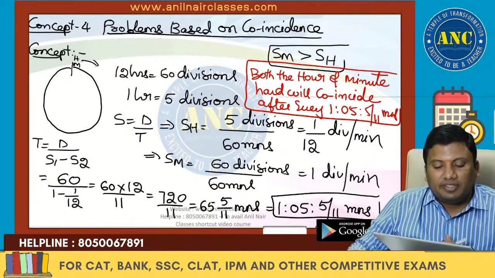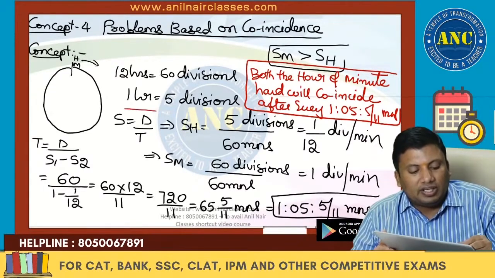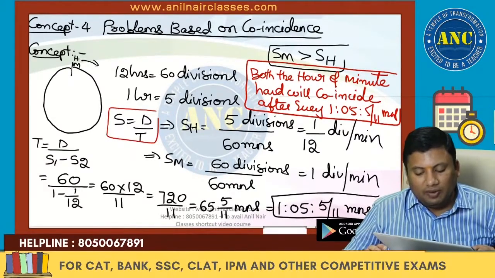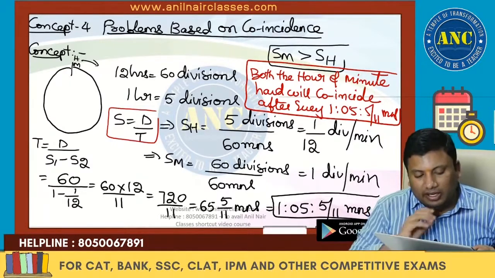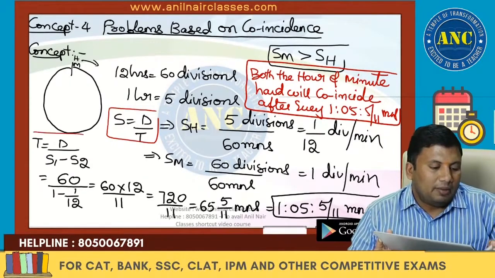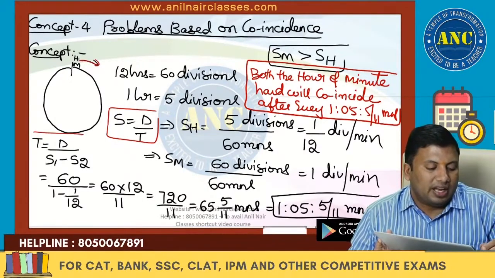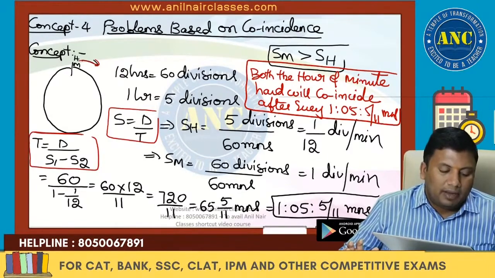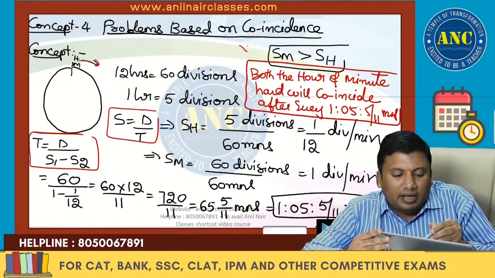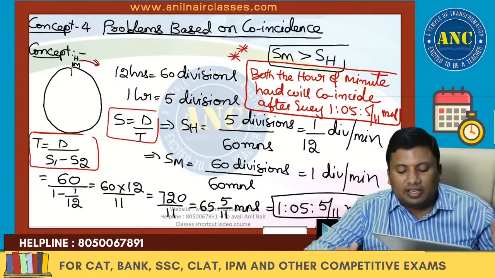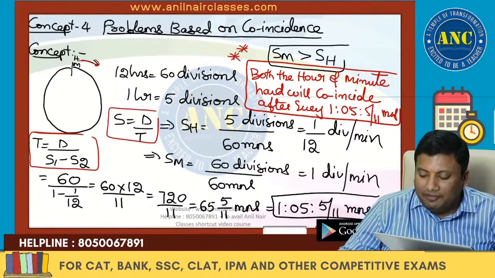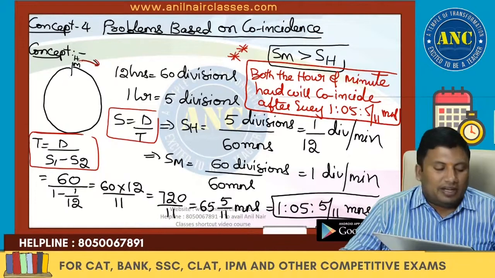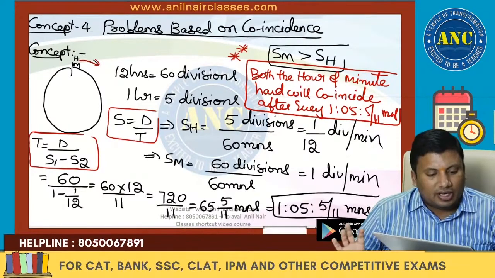12 hours, 60 divisions; 1 hour, 5 divisions. Speed is distance by time. Speed of the hour hand is 5 by 60, that is 1 by 12 division per minute. The minute hand is 1 division per minute. If both bodies are moving in the same direction, time is d by s1 minus s2. Very, very important: both the hour hand and the minute hand will coincide every 1 hour 5 by 11 minutes. I hope it is clear.